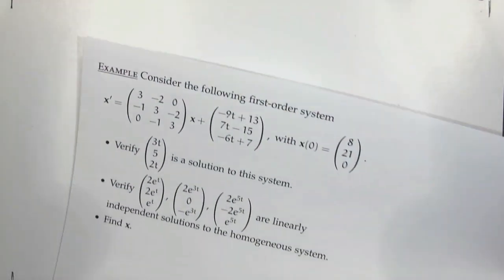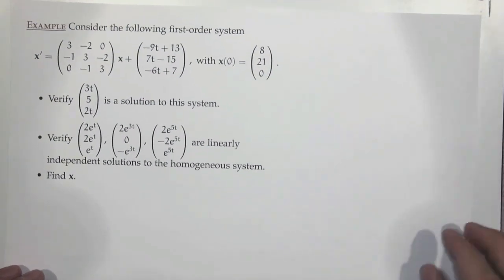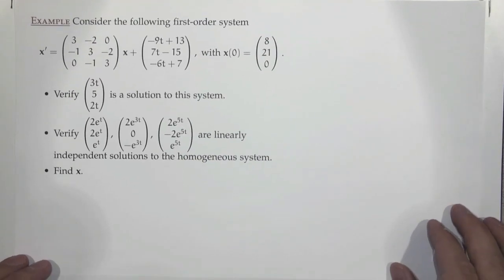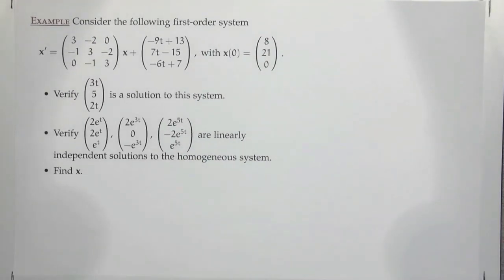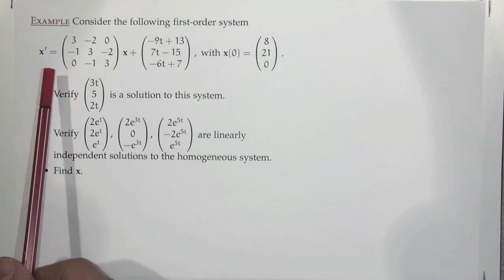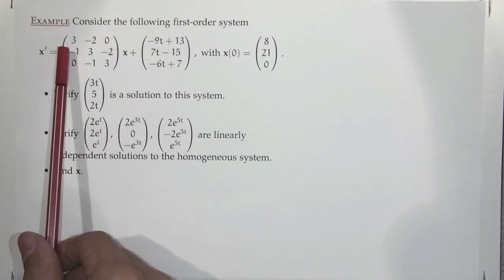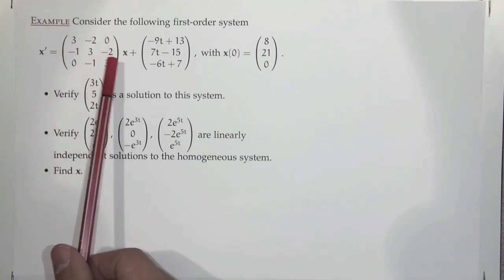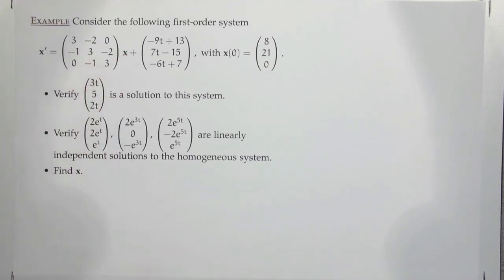Well, we'll jump right into the fire here, into the lion's den, if you will. Consider the following first-order system. So this is a differential equation system. That's the prime, meaning derivative. So x prime, we have a matrix here: 3, -2, 0; -1, 3, -2; 0, -1, 3, times x.